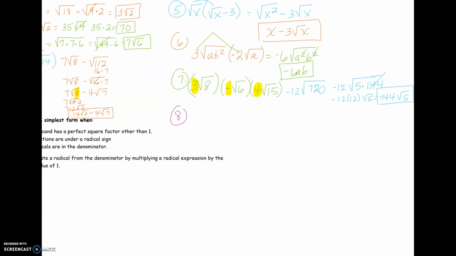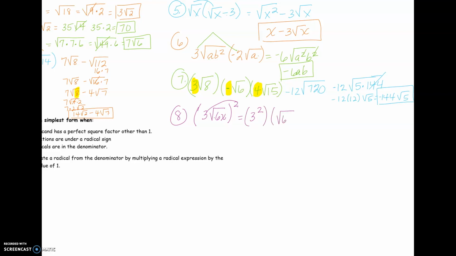Number 8. Ooh, this is good. 3 times the square root of 6x, squared. So let's talk about this. The whole thing's in parentheses, okay? It means we're squaring the whole thing, okay? So 3 squared. And you can square what's under the radical, or you can know that when you square something that's in a radical, it takes the radical out. So let me write that way.